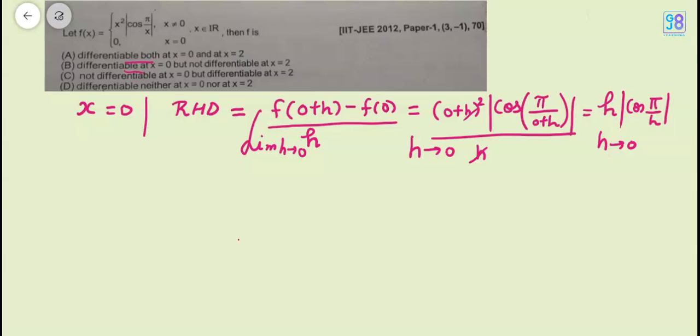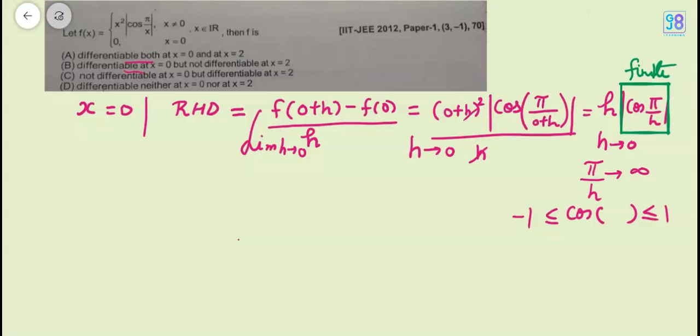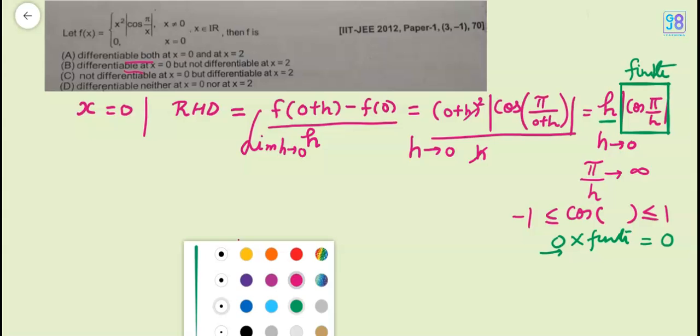You'll observe from here that as h tends to 0, the term pi by h will go towards infinity. But if you take the cosine of it, you will find that this will always lie between 1 and minus 1. So I can say that as h tends towards 0, cos of pi over h will be varying in a bounded manner, so this will be something finite. Now this finite thing gets multiplied with h, which is going towards 0. Anything tending towards 0 multiplied with something finite will go towards 0. So we'll find that the right hand derivative for this function at the point x equals 0 will be 0.